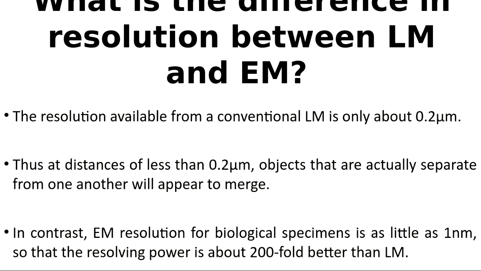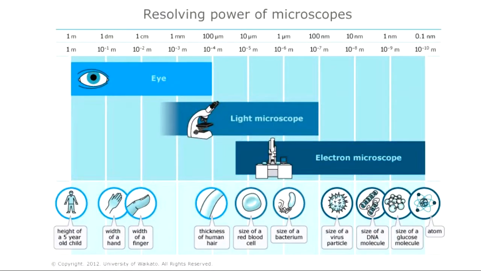So how far is the electron microscope better than the light microscope? It is 200 times more. What you have to remember in this slide is that the resolution available for light microscope is 0.2 micrometer and for electron microscope is 1 nanometer, about 200-fold better. If you remember this much, it is enough. Don't go into too much detail. What is important, I will tell you.